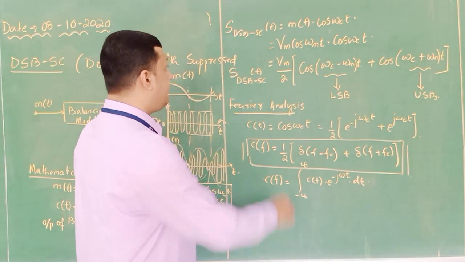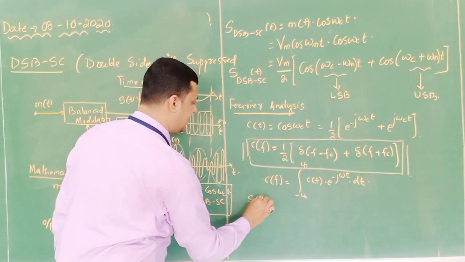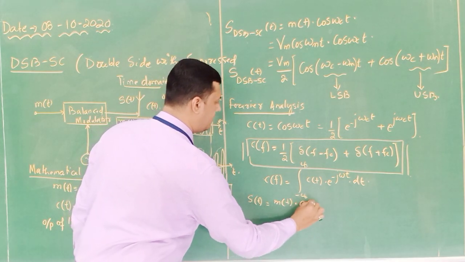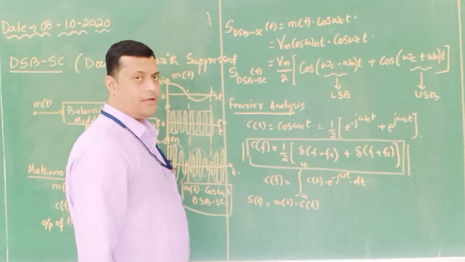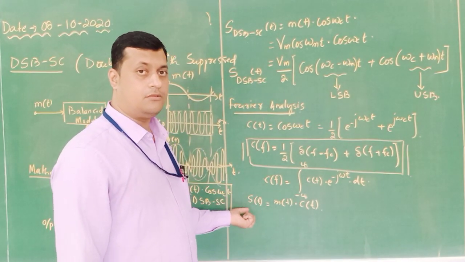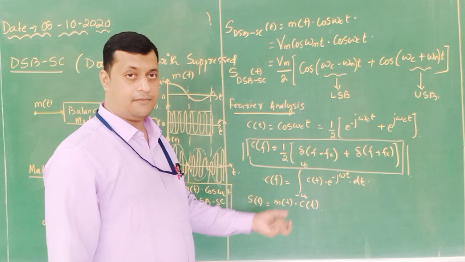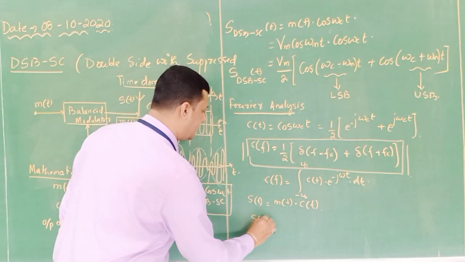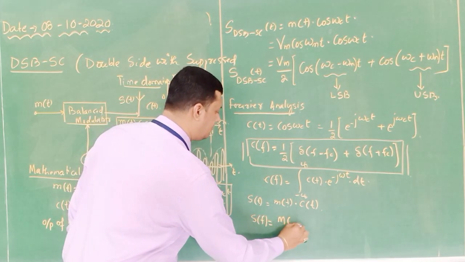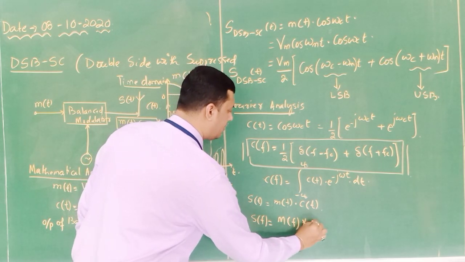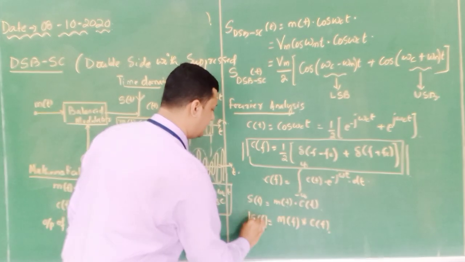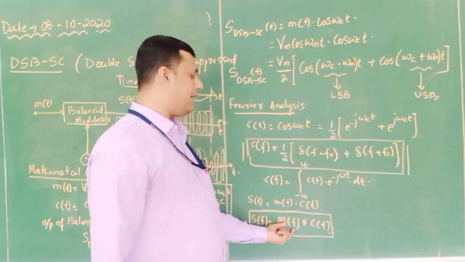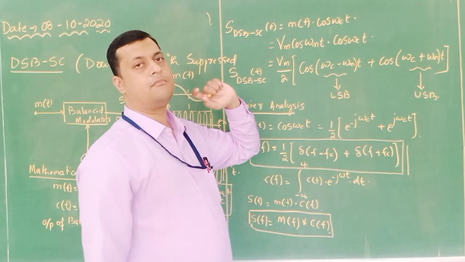Now we have to achieve this modulated signal. So here it is m of t into c of t. Okay. Now in signals and systems you have gone through the Fourier transform multiplication property: it becomes a convolution. So here I can write s of f is equal to m of f convolved with c of f. So this is the modulated signal. Done. Now what is this m of f? M of f is our modulating signal.